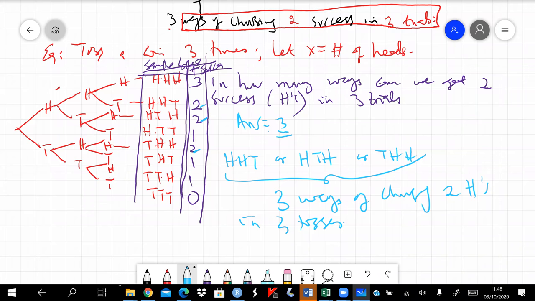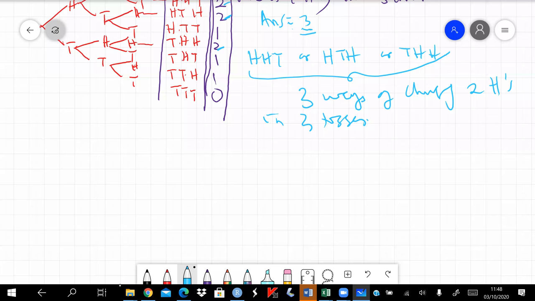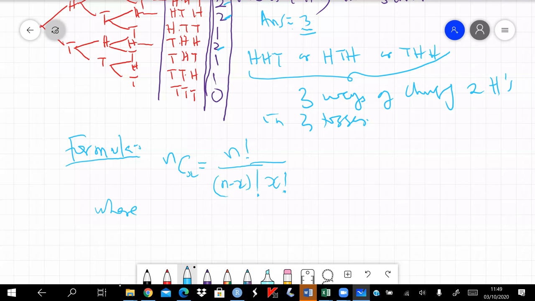I also don't want us to use the formula. There's a formula that gives us, maybe I can just mention it. You can use a formula, which I very much discourage you from using, a formula of N combination X, which is equal to N factorial, something which I've not introduced you to, divided by N minus X factorial multiplied by X factorial. Where what we call factorial here, let's say X factorial, is this product.